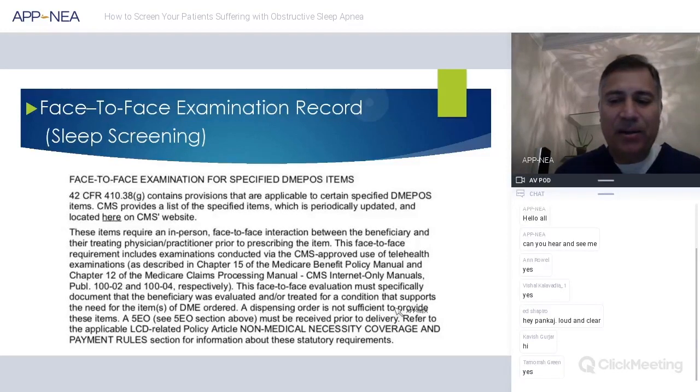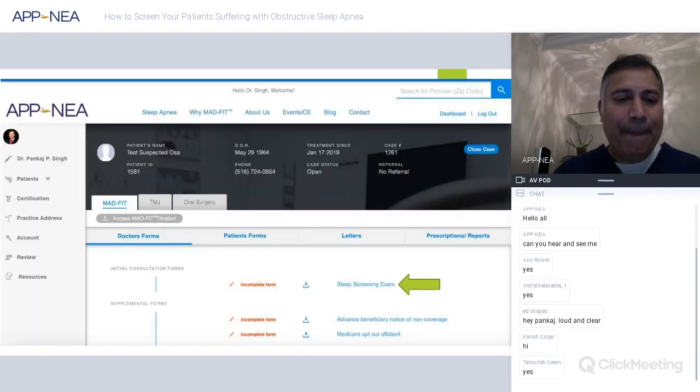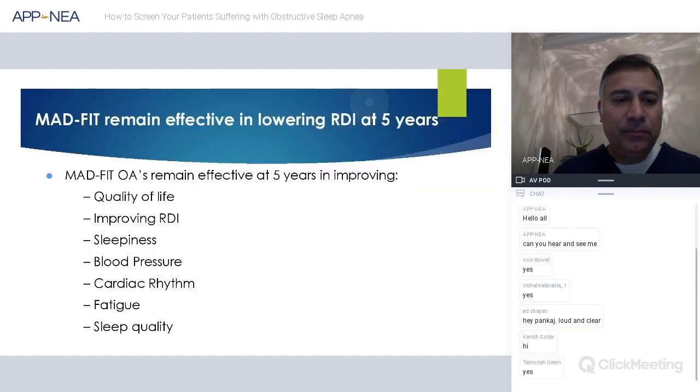And right from here, you can complete the sleep screening form, and then you start the process moving forward.